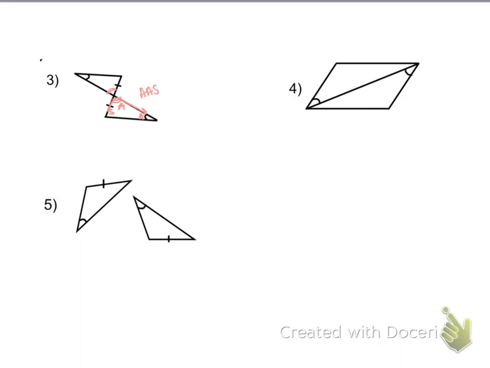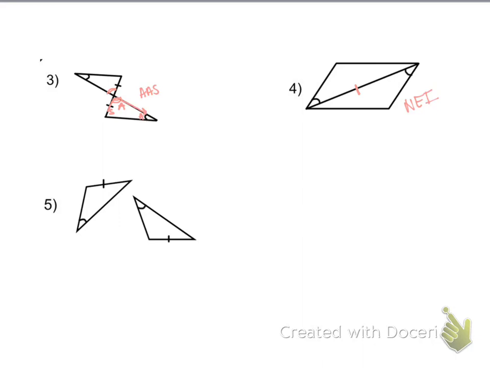My next one here looks like they share a side completely. There are no vertical angles. I don't have any parallel lines to say alternate interior or corresponding angles. So I only have 2 pieces of information, which is not enough to say that those 2 triangles are congruent. So I'm going to say not enough info because I only have 2 of my 3 things to work with.